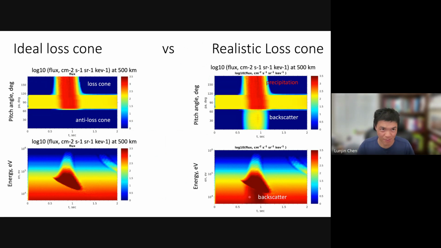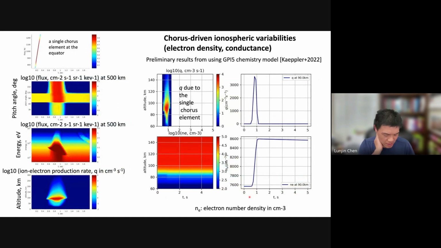And then moving forward, we'll do some preliminary study to investigate the ionospheric property changes due to this chorus wave. Here I showed you this before. We have an impulsive chorus element at the equator, and then we do the calculation and work out the flux, pitch angle and energy at 500 kilometers. For this we take into account the collision process with the still loss cone. So we see the backscatter and the extension of the electron flux enhancement down to lower energy.